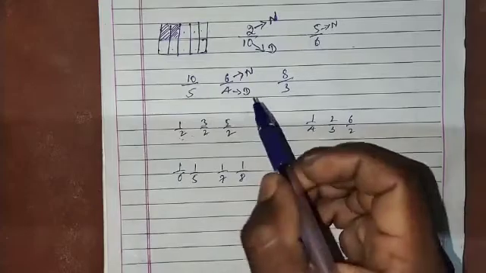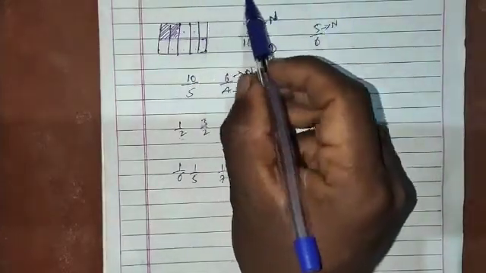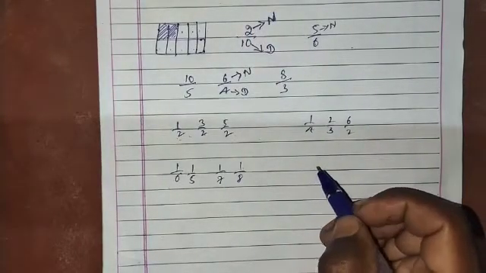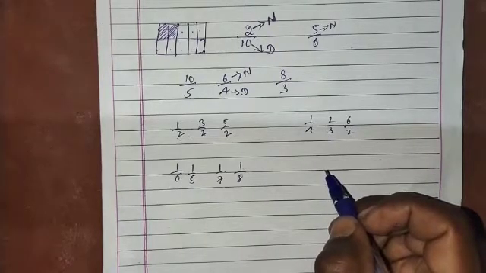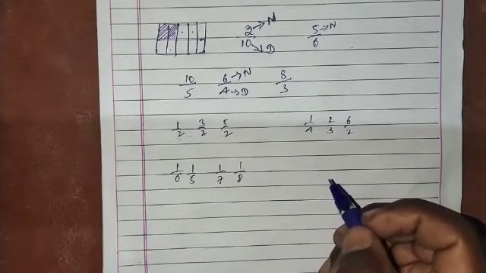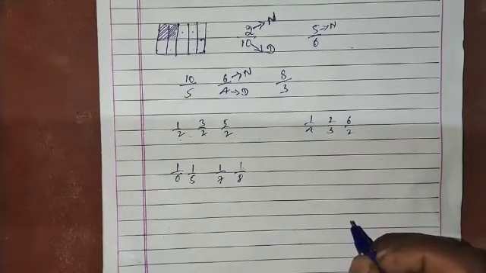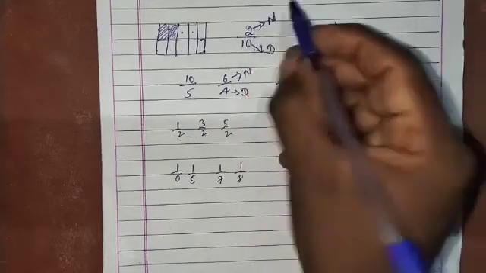Now we shall learn about fractions of a whole number. When we find the fractions of a whole number, we perform two mathematical operations, that is division and multiplication. At first we have to divide the whole number by the denominator, and then we have to multiply the answer with the numerator. Then we find the fraction of a whole number.